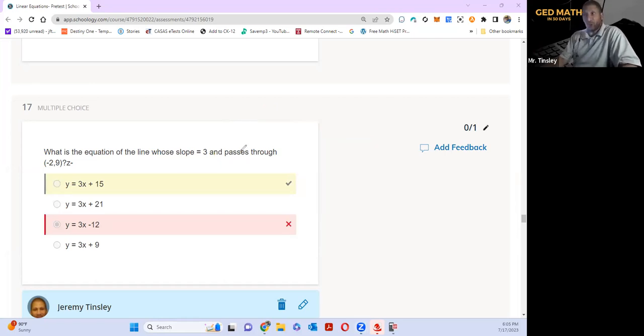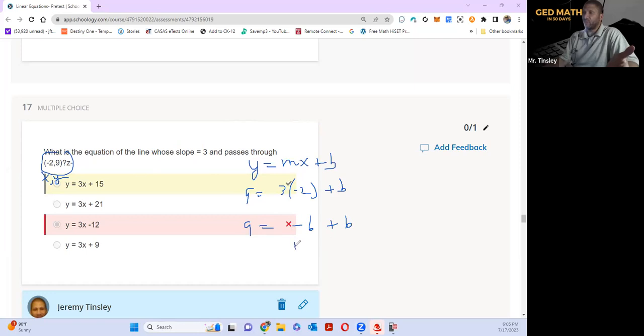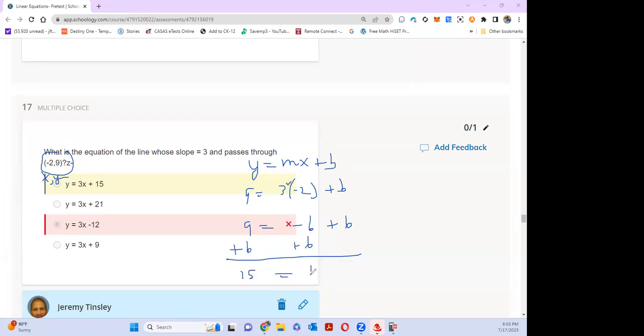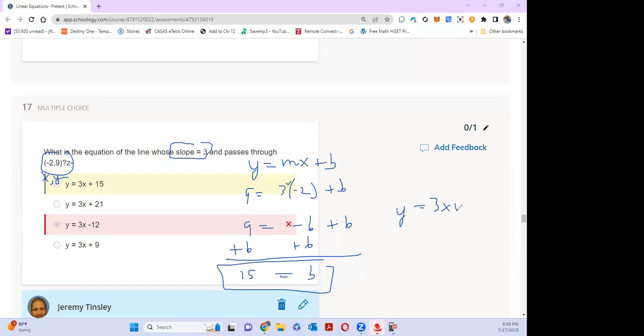Now, I'm not saying you shouldn't know how to do it, because it should be y equals mx plus b. This point here, that's my x and my y. So I'm going to have 9 equals slope 3 times x, which is -2, plus b. You get 9 equals -6 plus b. You add 6 to both sides, you get 15 equals b. So I know my y-intercept is 15, I know my slope is 3. y equals 3x plus 15.